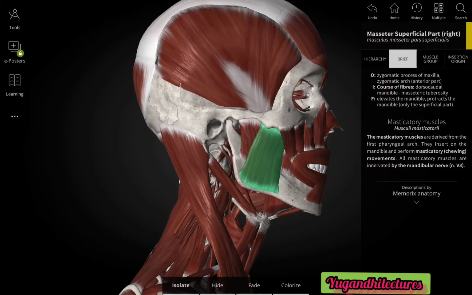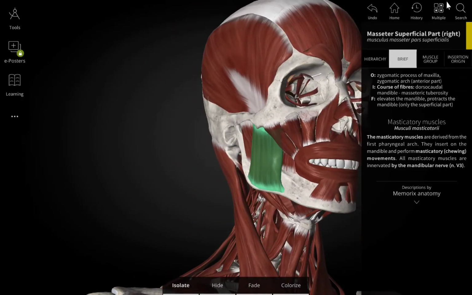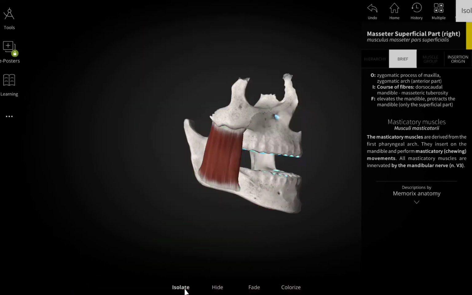In this video, we are going to see about the muscles of mastication. The first muscle we are going to see is the masseter muscle. You can see here the green shaded muscle. This is the masseter muscle. First, let us see about the superficial layer of the masseter muscle. I am isolating that in order to see about the origin and insertion.